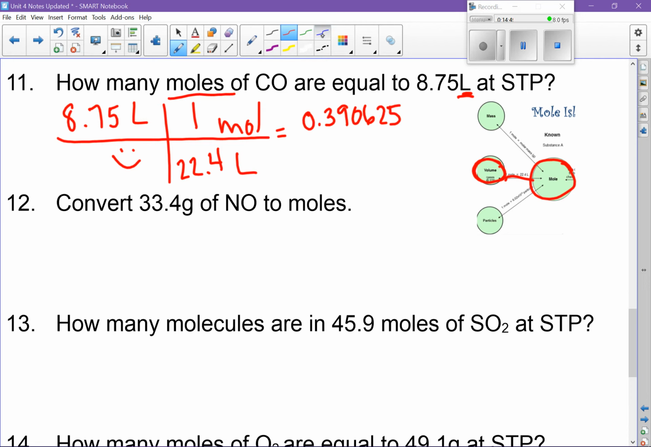0.390625, and then you're going to work on your sig figs. So I started with 3. The third sig fig here is at this second 0. Remember, that first 0 is not significant. I'm going to round the other 0 up, though, because of the 6, so it becomes 0.391. I was looking for moles. That's the unit that goes on my answer.